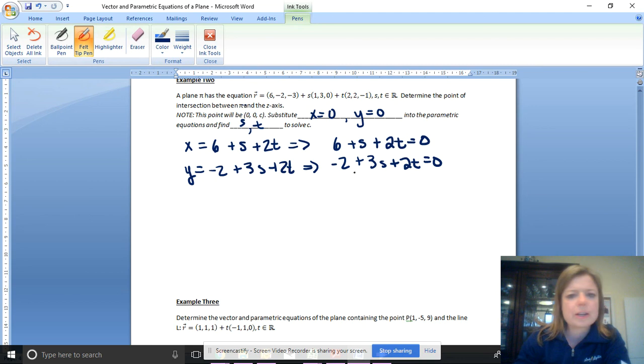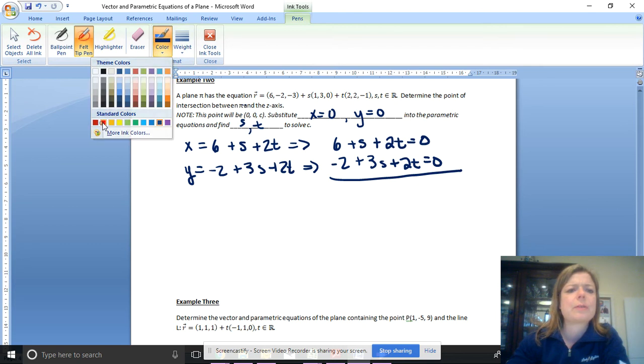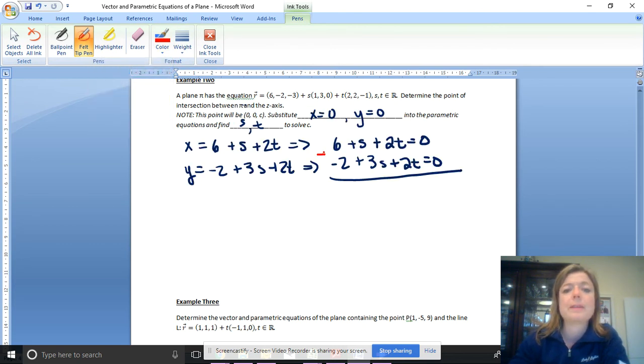So notice that we can do elimination here because of 2t and 2t. If we subtract the two equations from each other, that will be eliminated. So 6 minus -2 is 8. s minus 3s is -2s. These eliminate, which is what we are requiring. And 0 minus 0 is 0. So then we can solve this to find that s equals 4.